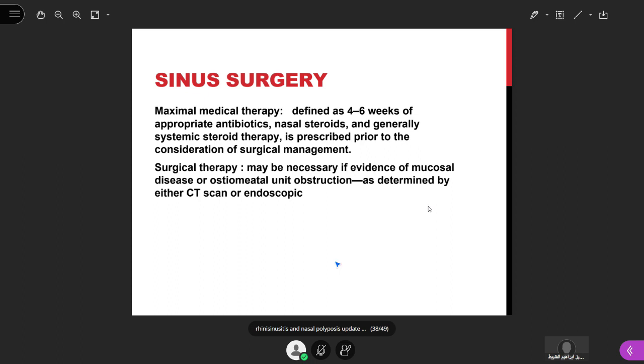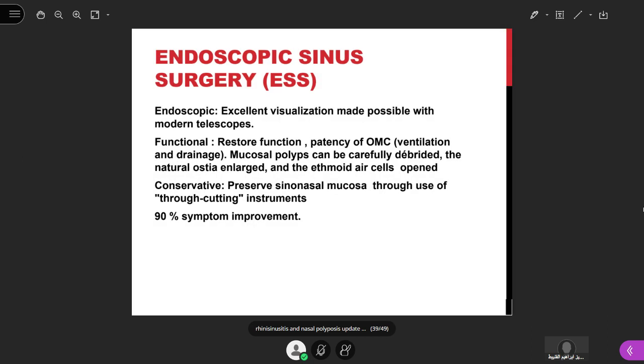Sinus surgery is considered after the maximum medical treatment, which is defined as 4 weeks of appropriate antibiotic, nasal steroid, and general systemic steroid therapy, plus the nasal irrigation. Surgical treatment is then indicated in these failed cases. The idea of functional surgery is to just remove the diseased mucosa and not to remove all the normal tissue. Endoscopic, why? Because of excellent visualization.